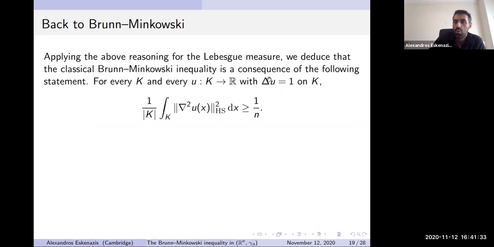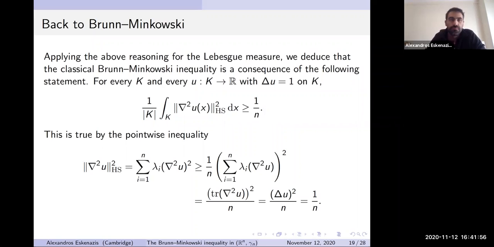Delta u equal to 1, we want to prove that 1 over the volume of K times the integral over K of the Hessian squared, now the potential is just 0, so there is no other term, is bounded below by 1 over n. Okay, so if we have any hope to do it for any log concave measure, we should at the very least do it for Lebesgue. And this inequality is actually true. And here is the very simple proof.